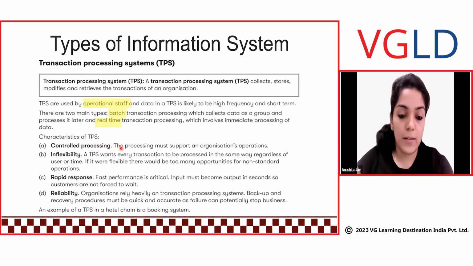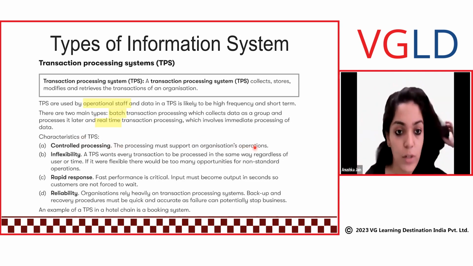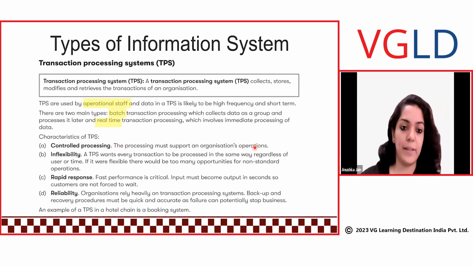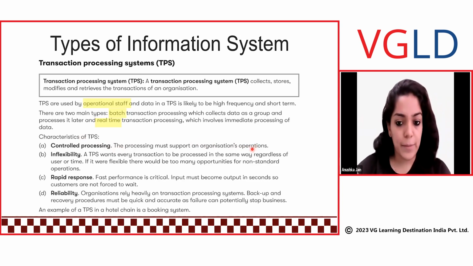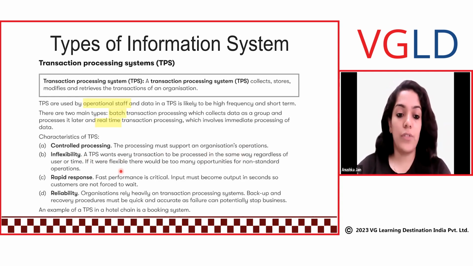Controlled processing. The processing must support an organization's operation. So basically, it will be in a controlled manner what all things are going to be recorded in that TPS. That is going to be pre-decided. It will support an organization's operations. Next is inflexibility. A TPS wants every transaction to be processed in the same way. All the purchase orders will get recorded in the same way, regardless of user or time.